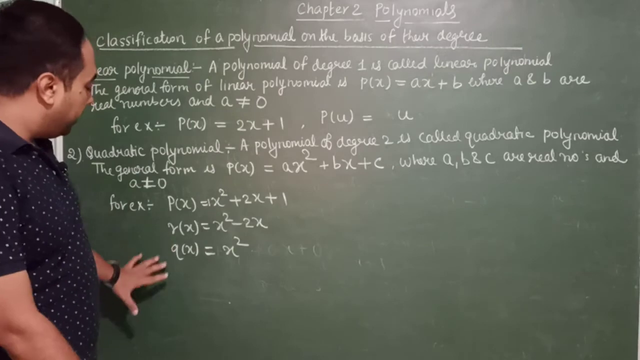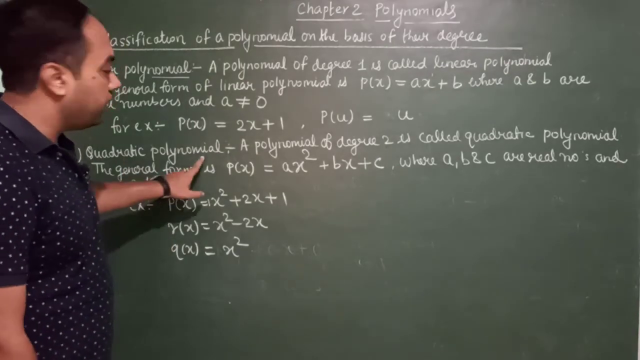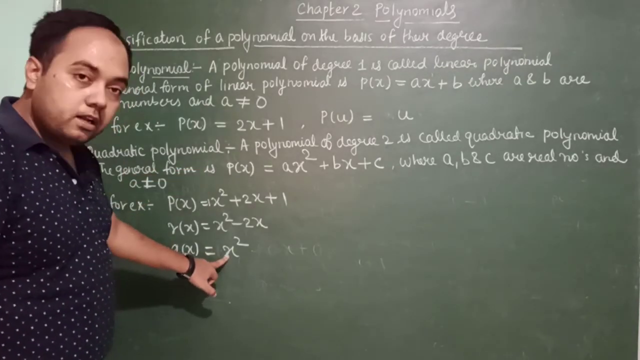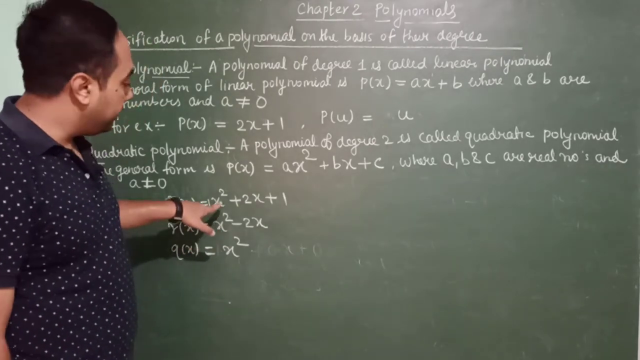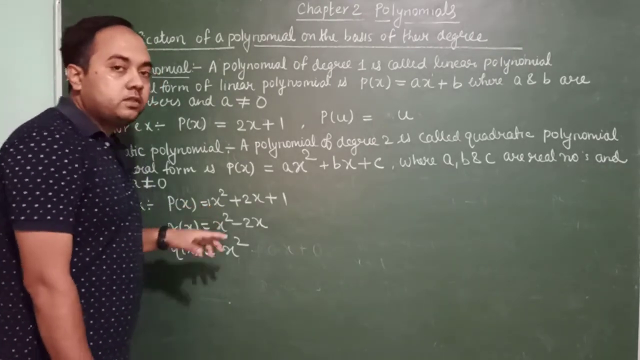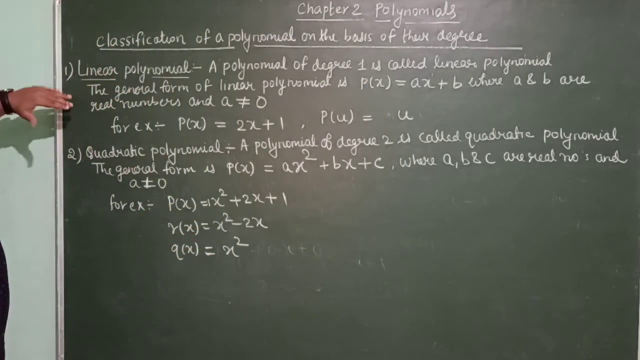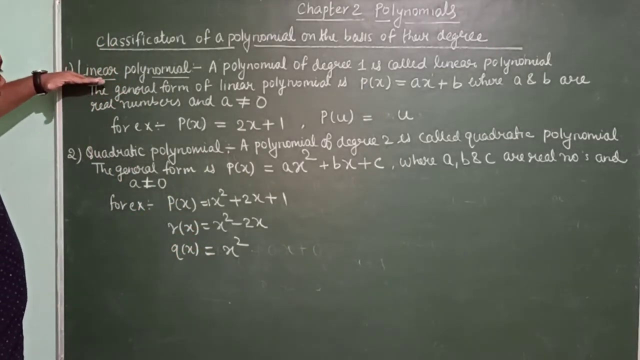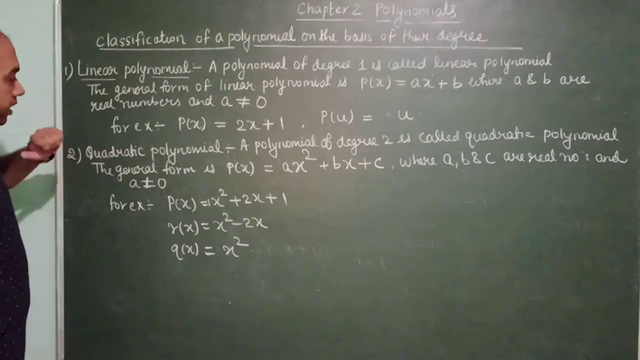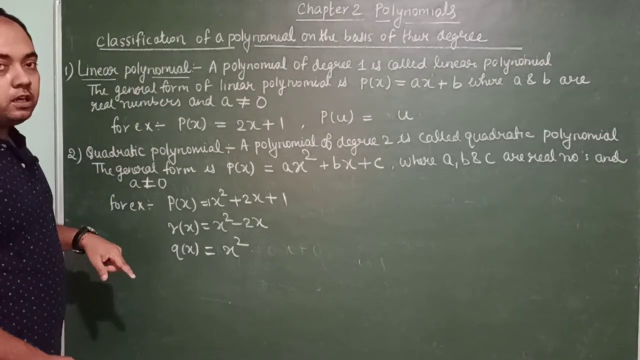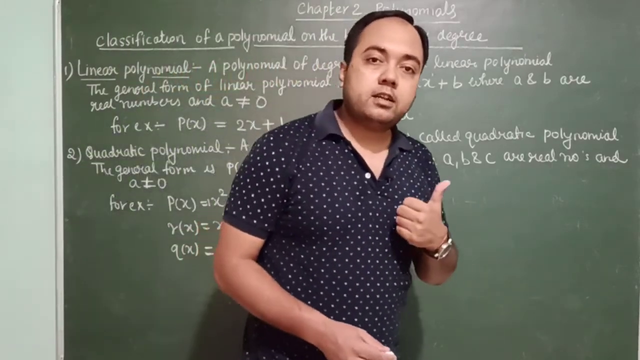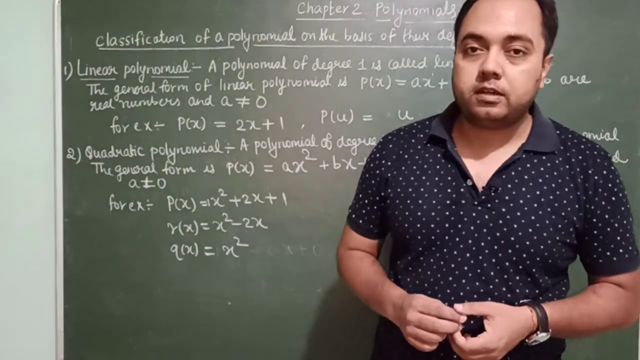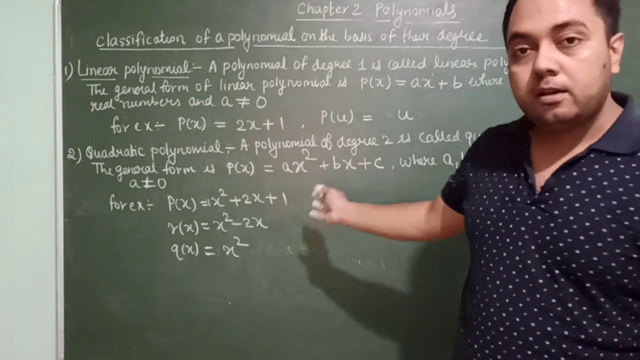So from here what we can conclude is that a quadratic polynomial can be a monomial, it can be a binomial, also it can be a trinomial. So in this video lecture we have studied the definition of linear polynomial and quadratic polynomial. In the next video I will explain the definition of cubic polynomial and biquadratic polynomial. Hope you have understood this lecture. Please note it down.